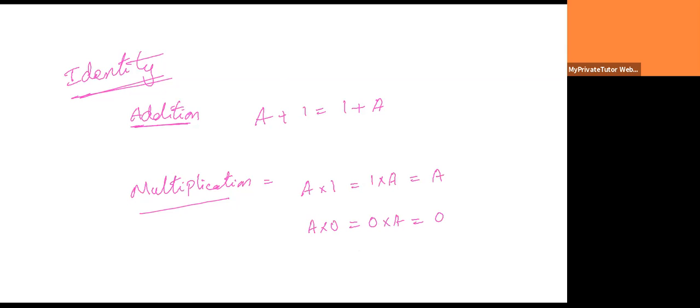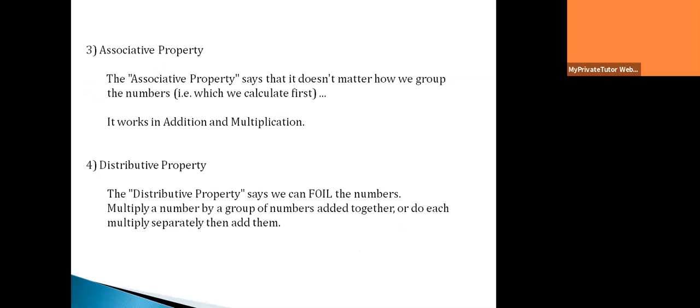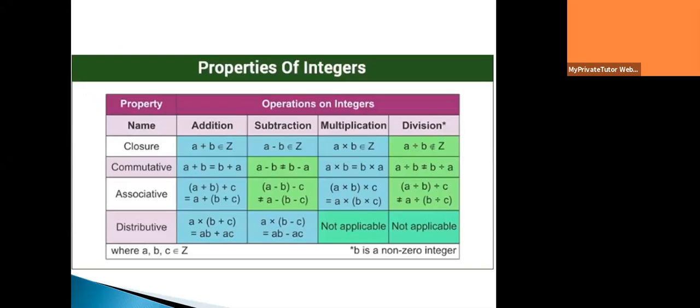Just take a look at this. So distributive property we already learned, right? It's just distributing, which is nothing but foiling the terms. Just go through all these things. You can see that the closure property won't work for division. The commutative property only works for addition and multiplication.